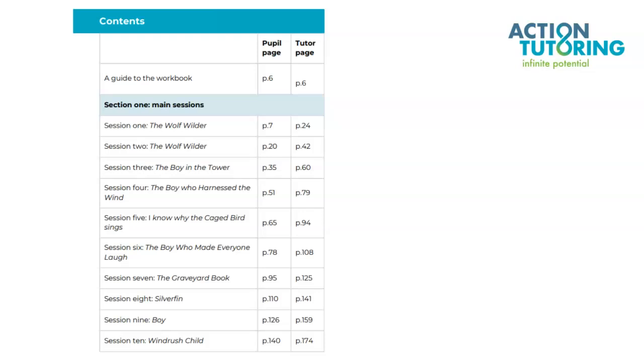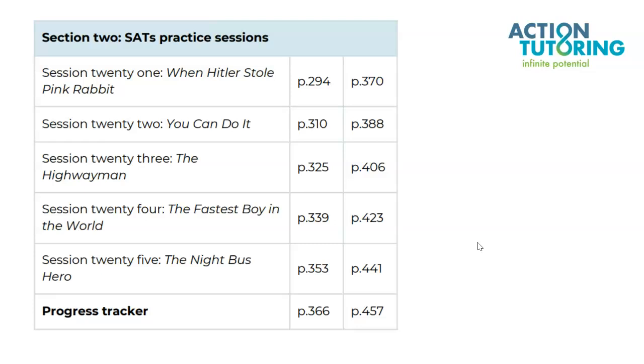The first section of the workbook is made up of 20 core sessions. Each session takes a pupil through a guided read of an extract and the modelling and independent practice of SAT skills. Section 2 of the workbook has 5 SATs practice sessions. We will go through a more detailed look at these sessions later on.